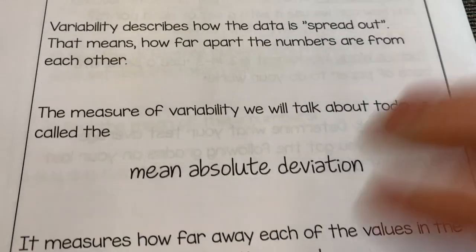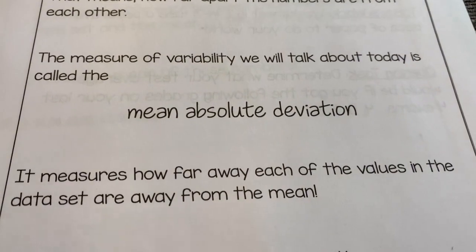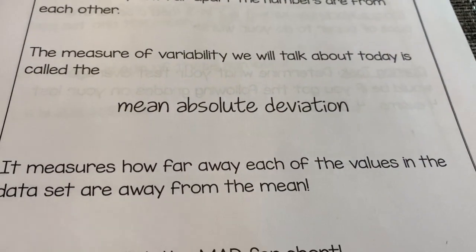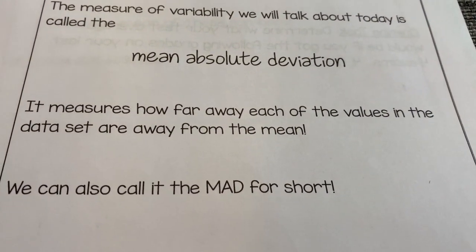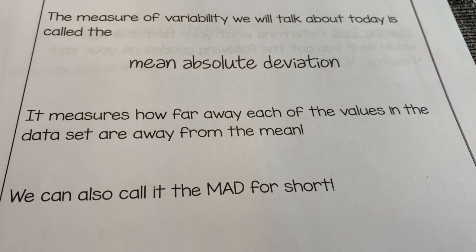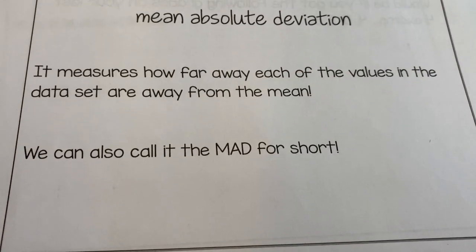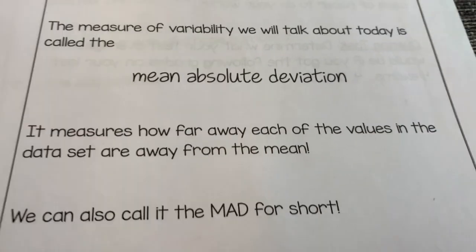So there's different ways to measure variability, but the one that we're going to talk about today is called the mean absolute deviation. The mean absolute deviation measures how far away each value in the data set is from the mean. And for short, we can call it the MAD.